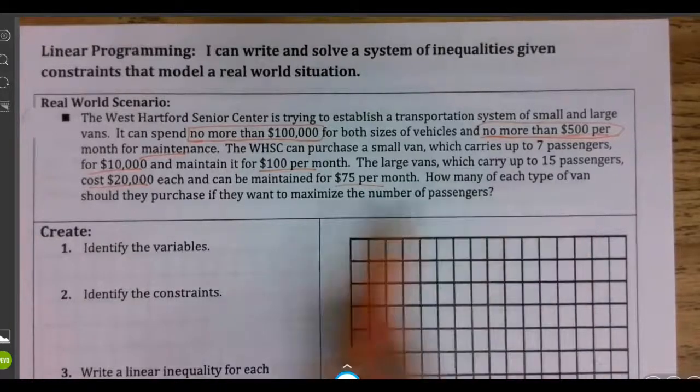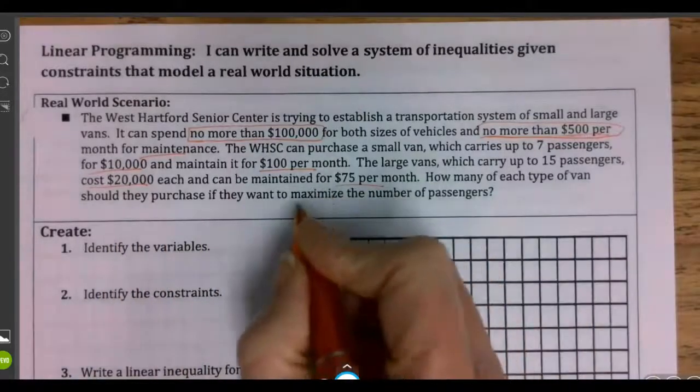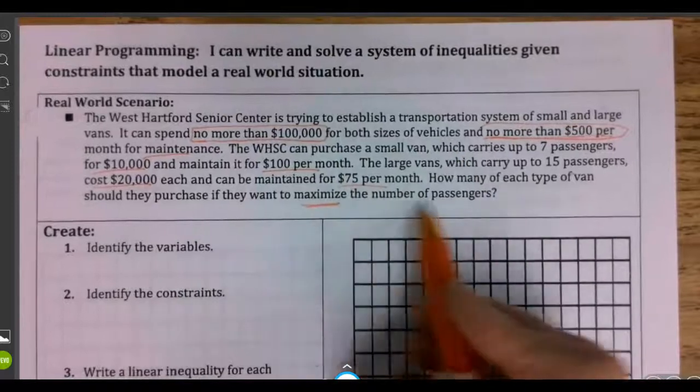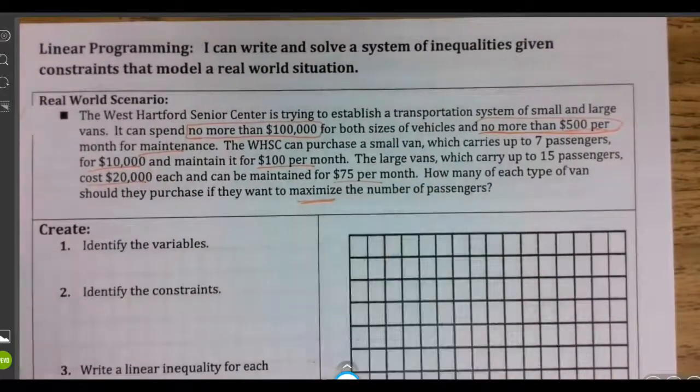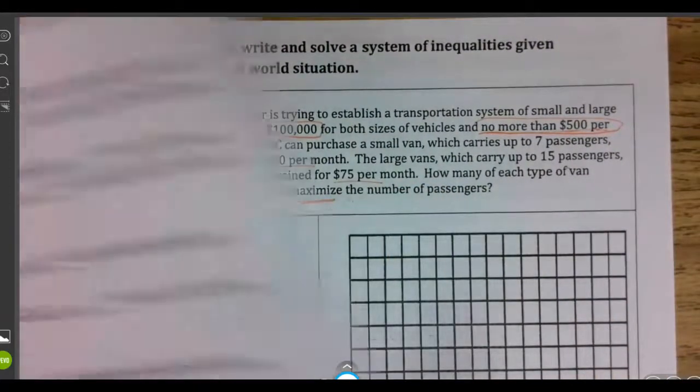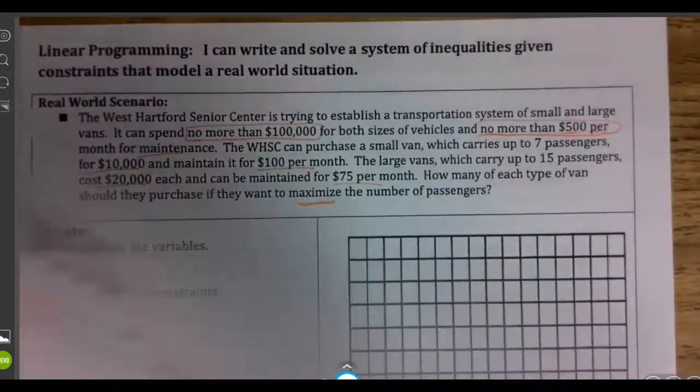How many of each type of van should they purchase if they want to maximize? So that's where we maximize the number of passengers. And in this one, they do not give us the function. And I will tell you that, oops, it's too nice a handwriting to be mine.